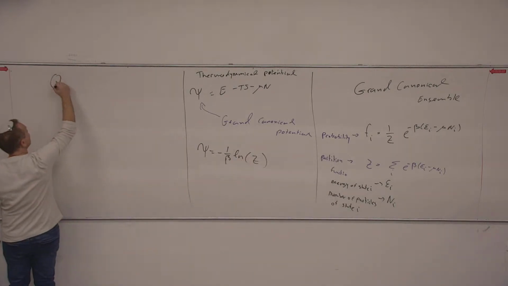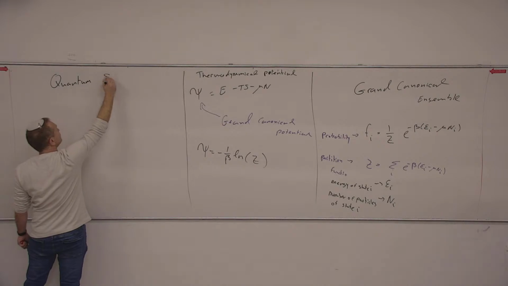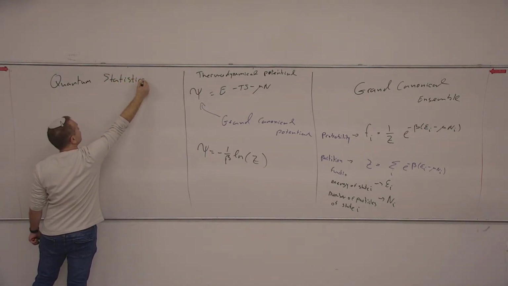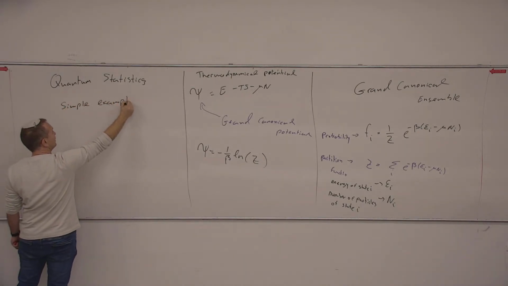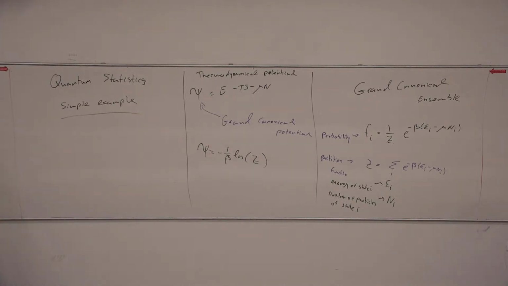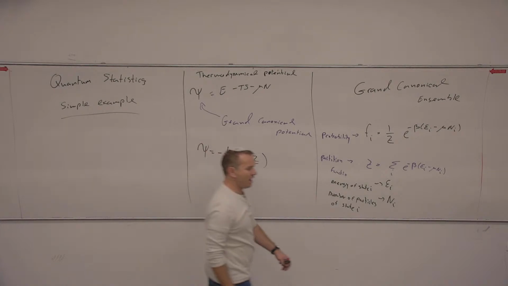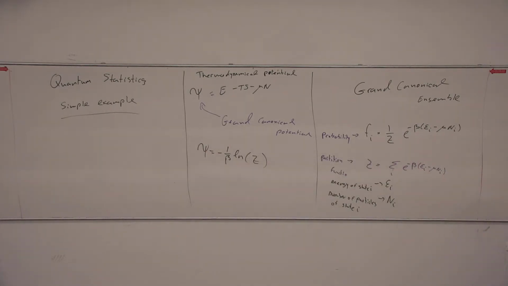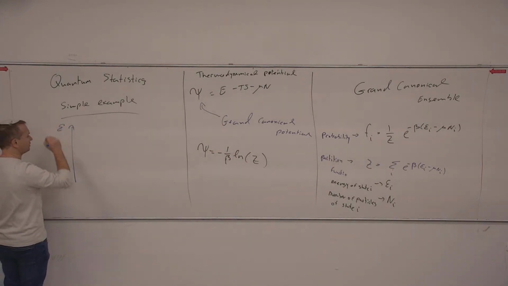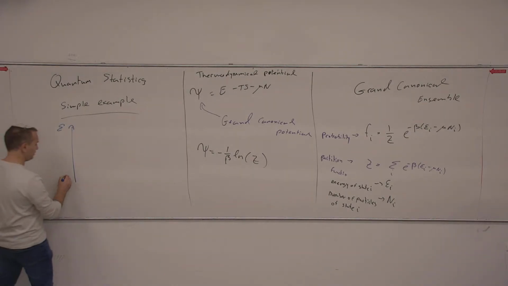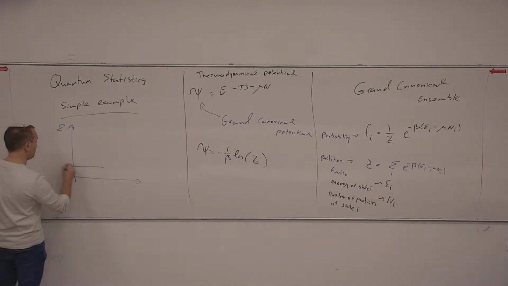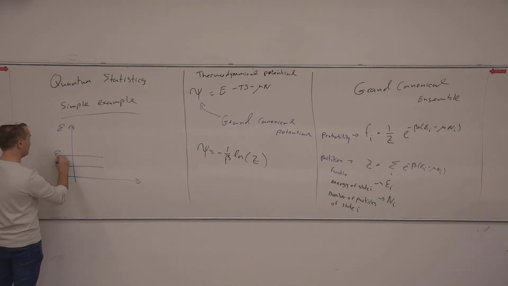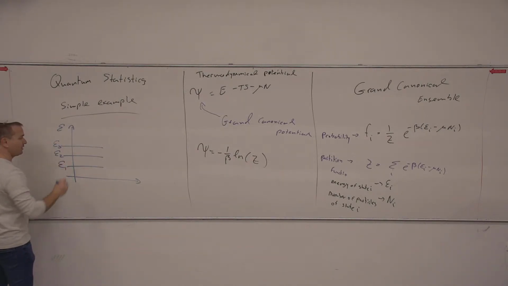So, quantum statistics. A simple example. All right, so what do we have? Our system has exactly 3 energetic levels. So this is our energetic spectrum. I don't know what this axis means, but actually what we have is epsilon 1, epsilon 2, and epsilon 3.